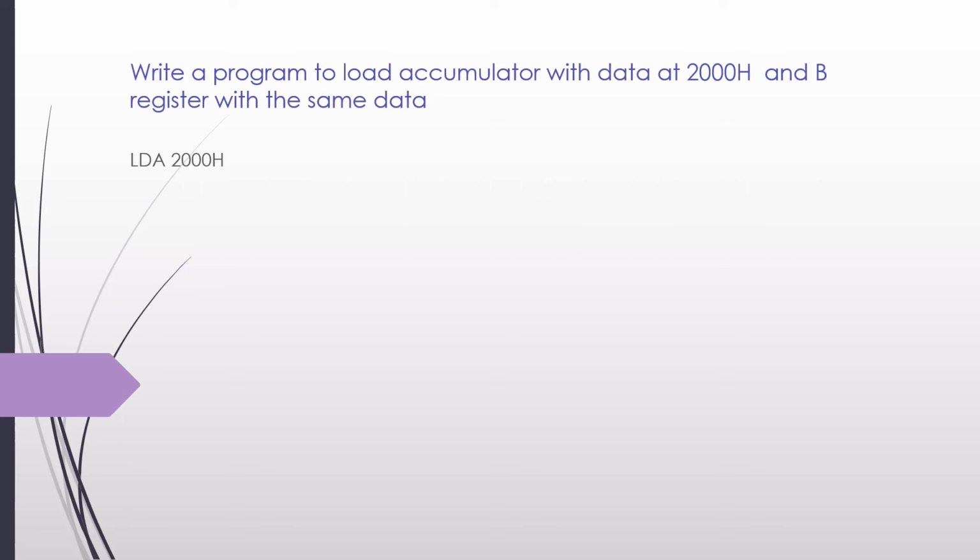But we do have an instruction where you can store the data at memory location 2000 directly to accumulator. So that instruction is LDA 2000. And the data in accumulator is what now? Whatever is there at 2000. The same data you are moving to B register. So that is MOV B, A and then end of the program.